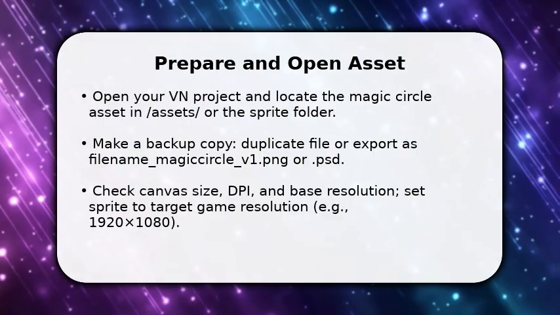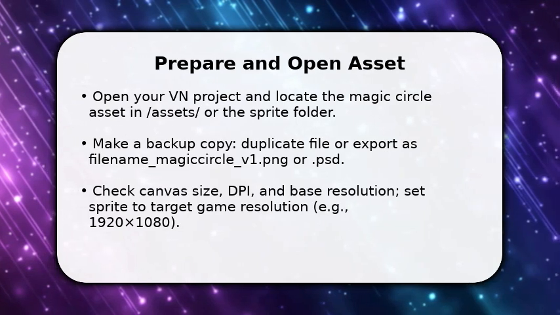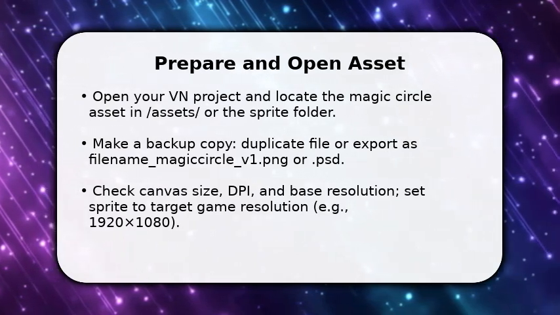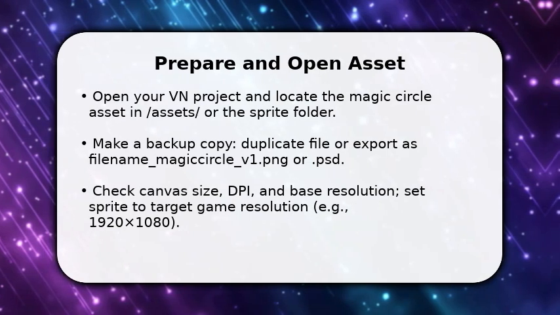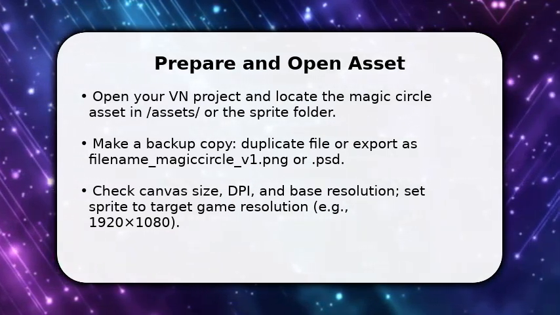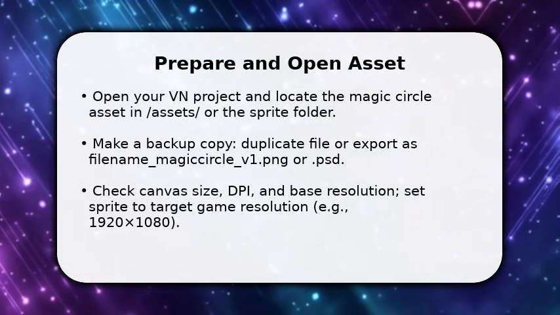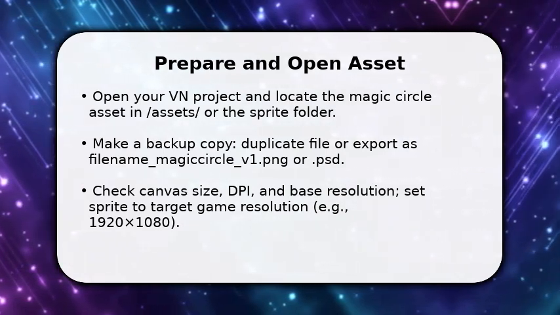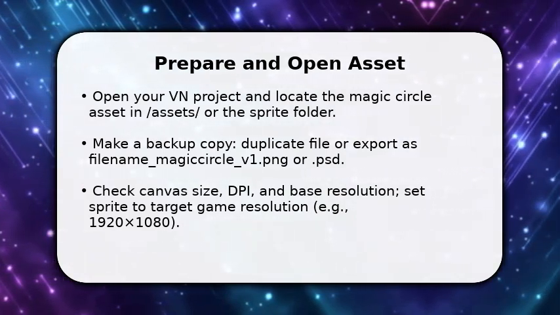You start by opening your VN project and finding the magic circle asset. Once found, immediately duplicate it for safety. You want a working copy named with a version number so you can revert. Next, import that copy into your image editor or animation tool and confirm the canvas matches the game resolution.